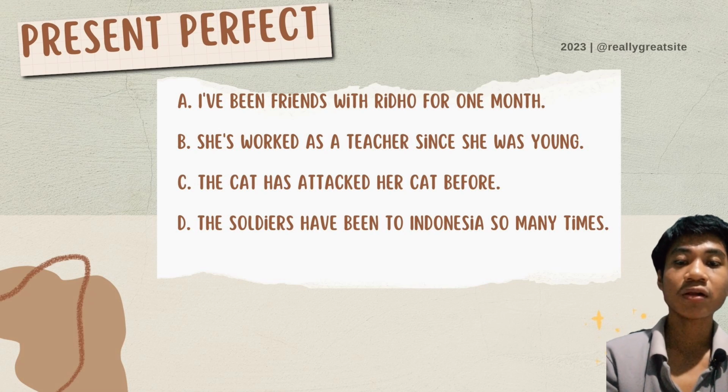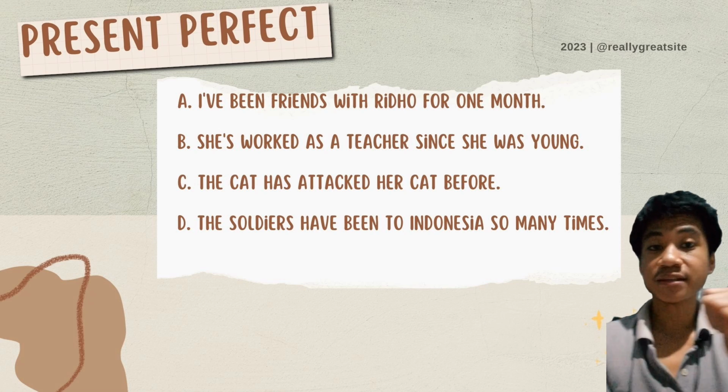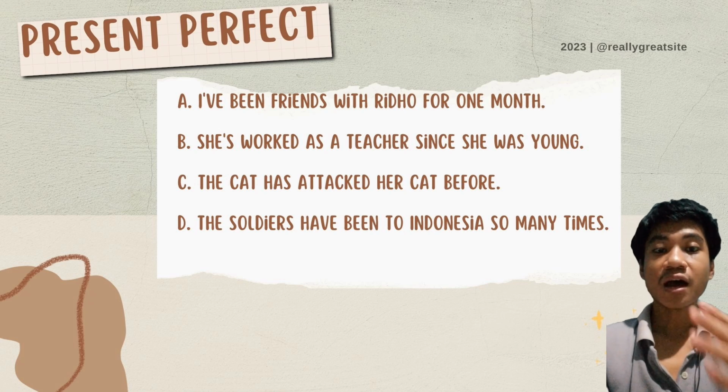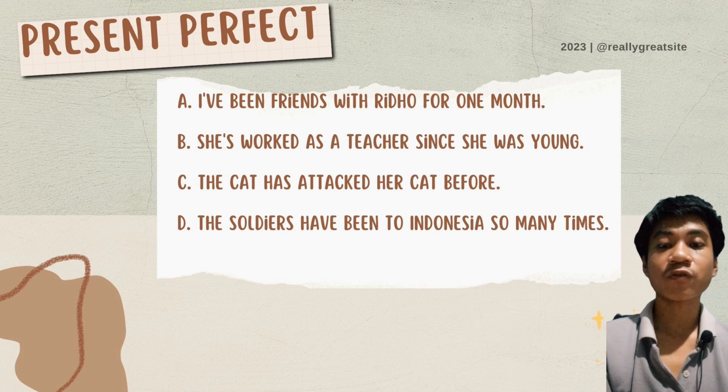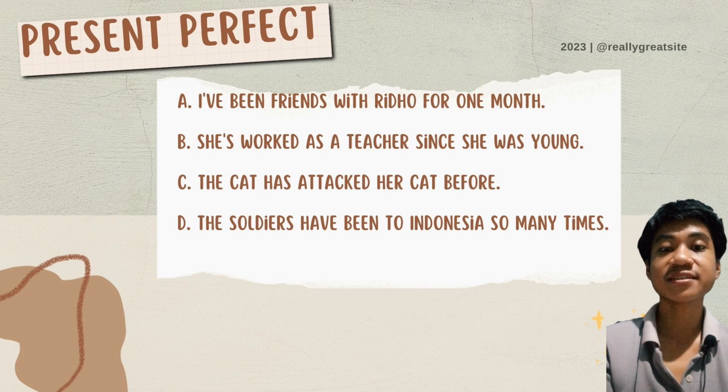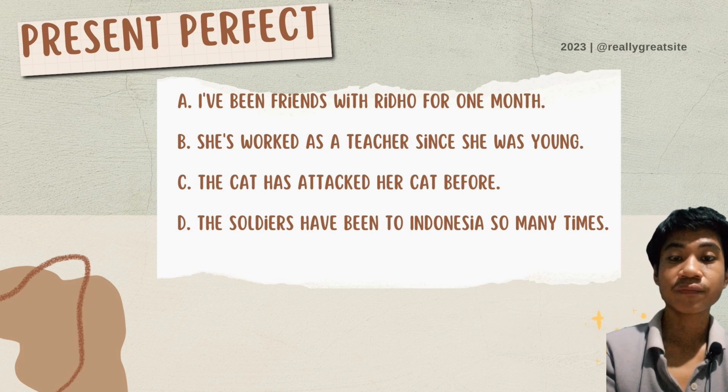For example, we took several statements previously. I've been friends with Rido for 1 month. I use the contractions. She's worked as a teacher since she was young. The cat has attacked her cat before. The soldiers have been to Indonesia so many times.